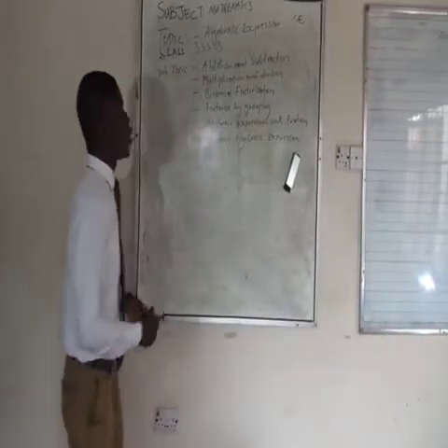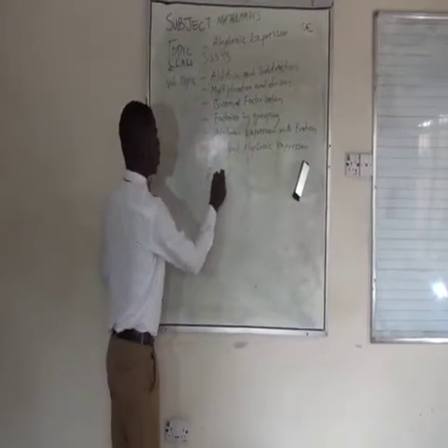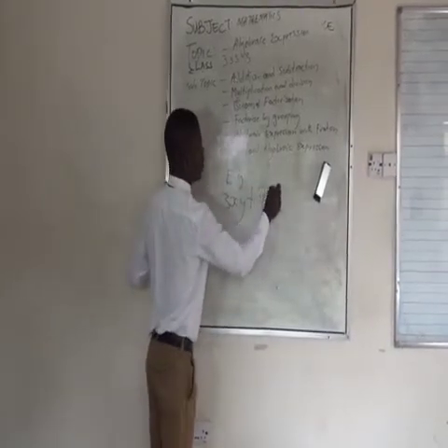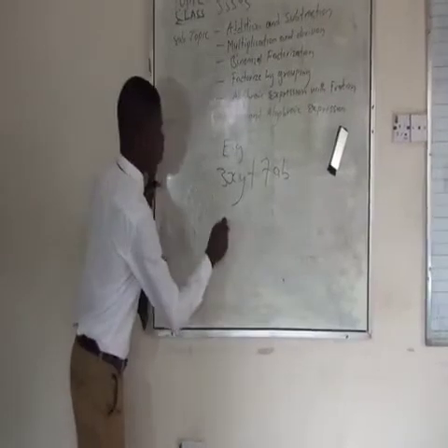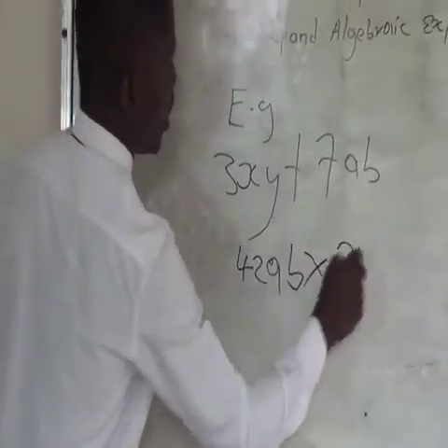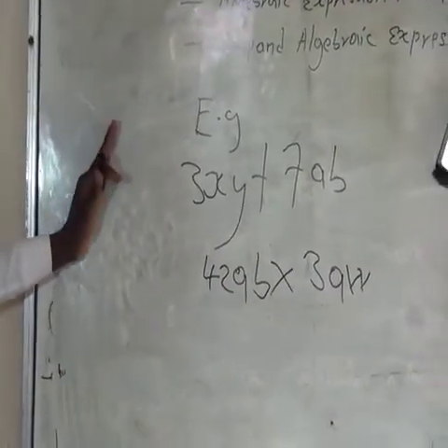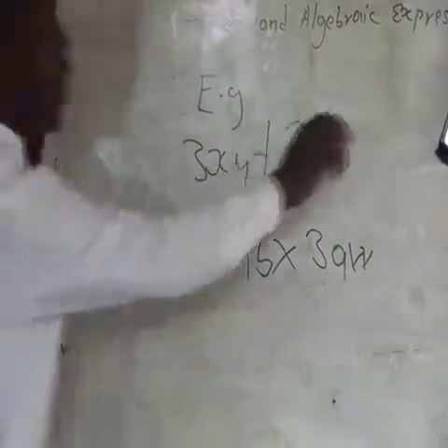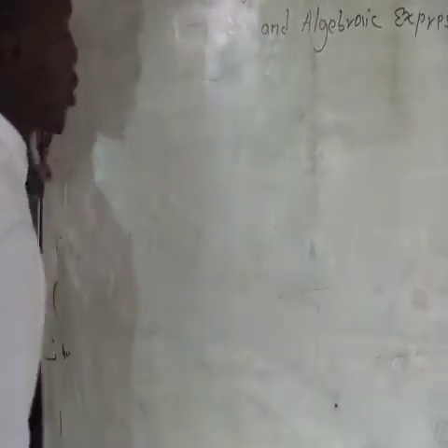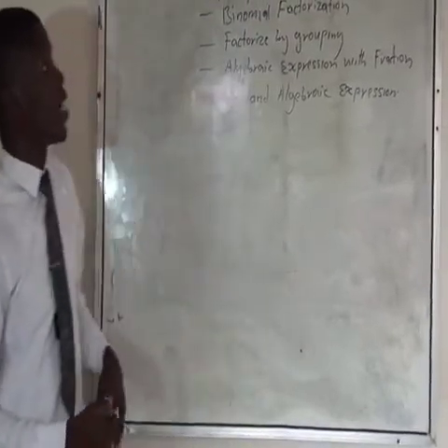The example of algebraic expression, we have 3xy plus 7ab, or you may have 42ab times 3aw. This is an example of algebraic expression. Then let's go into what we have today. The first subtopic is addition and subtraction of algebraic expression.